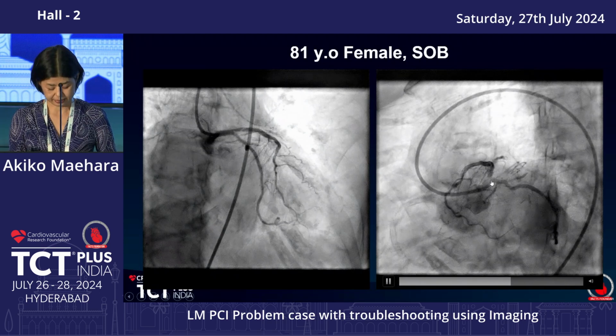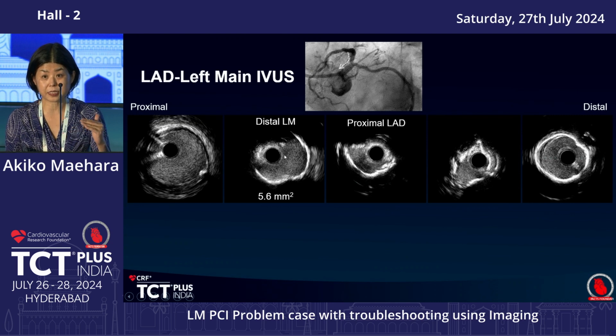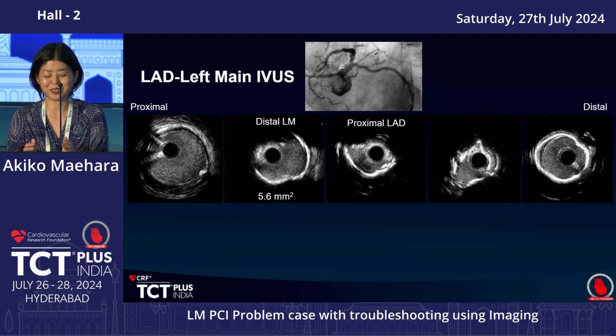Angiographically, looks okay. We did the IVUS in the LAD to the left main, and number one, left main is significant based on the 6 mm² criteria, and the proximal LAD looks like calcified nodule. That's quite significant. Overall together, the calcium was bad. It's circumferential calcium and the calcified nodule, and we elected to do the shockwave for the LAD. That's LAD.